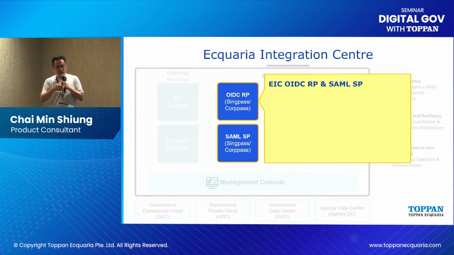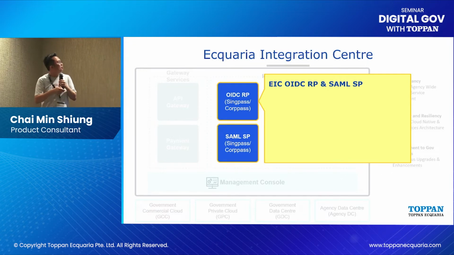So both our SAML SP as well as our OIDC RP integrate with SingPass and Compass service providers. And so we will handle all the heavy lifting for you, so you need not implement them. All you need to do is perform simple configuration in the EIC web-based interface which you saw just now, and you will be able to do logins with SingPass and Compass.